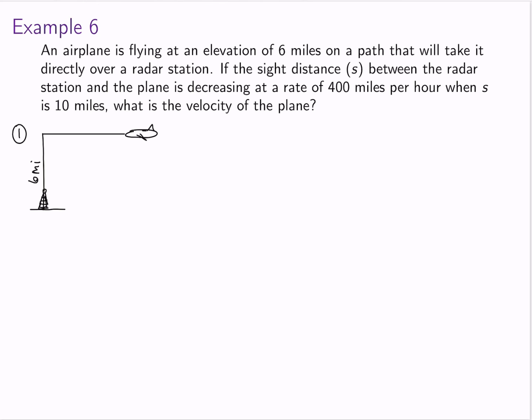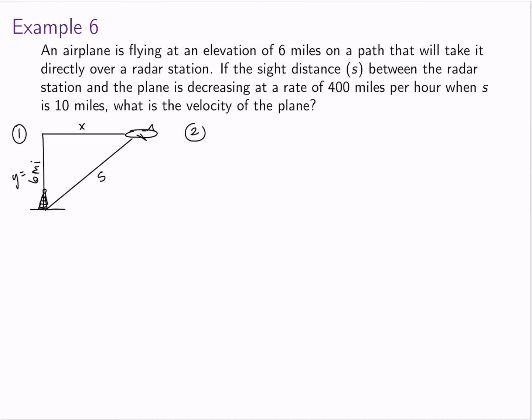And then it says the sight distance between the radar station is decreasing at 400 miles per hour. So S is the sight distance directly between them. So we'll call that S. And it's telling us that it's decreasing at a certain rate. Okay, let's get some other labels. Let's call this one X and this one Y, just so we have some variables. And let's talk about what's happening now.